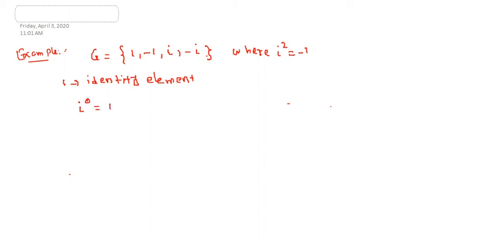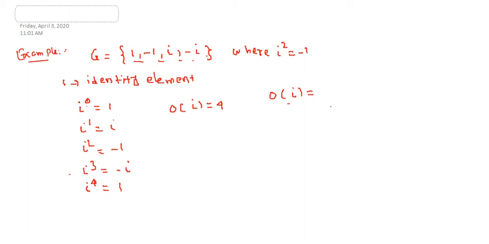Next, 0 is not a positive integer, so 0 is not the order of the element i. What is i to the power 1, which is i; i squared is minus 1, still not the identity element. i cube is minus i, still not the identity element. i to the power 4 is 1, so we get the identity element of the group. So the order of i is definitely equal to 4, and the group has 4 elements, so the order of the group is 4.